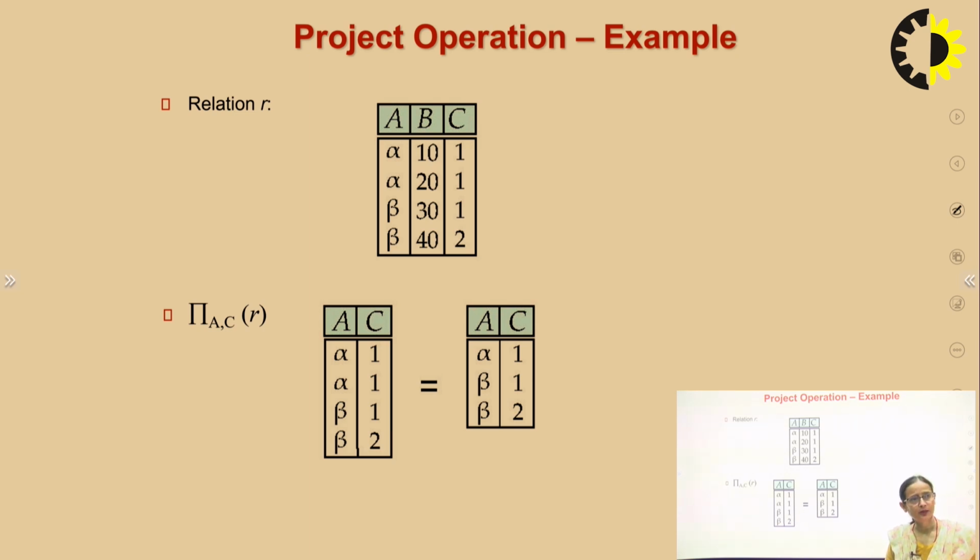We will see the pi operator with the help of a relation R. Here we have this relation R, and we only want the attributes A and C. This is the output, but if you look at the figure, we have two identical rows. As already mentioned, in the case of duplicacy, the duplicate automatically gets removed in the output. So here we have only one row corresponding to alpha 1.